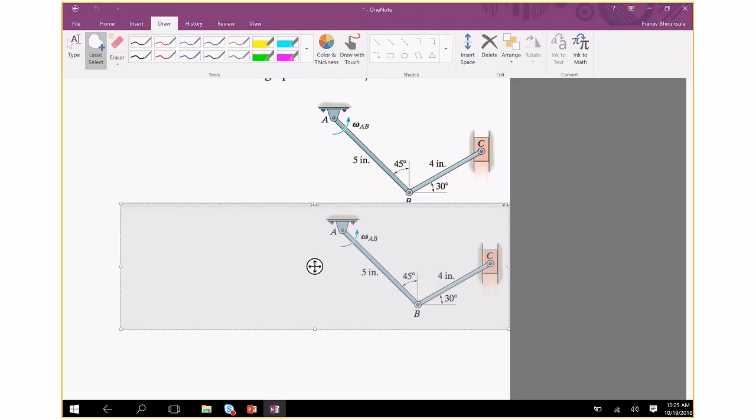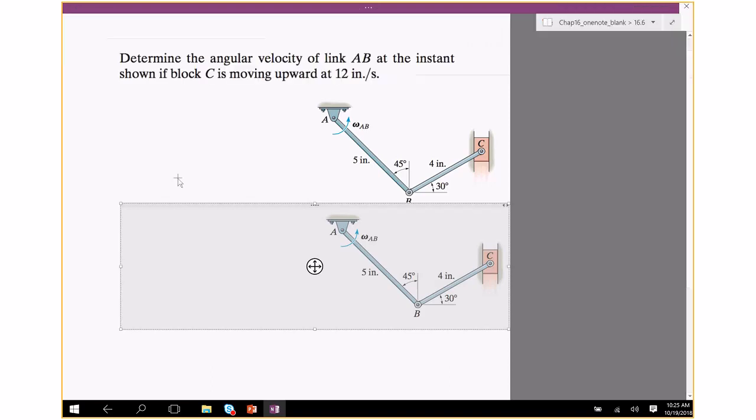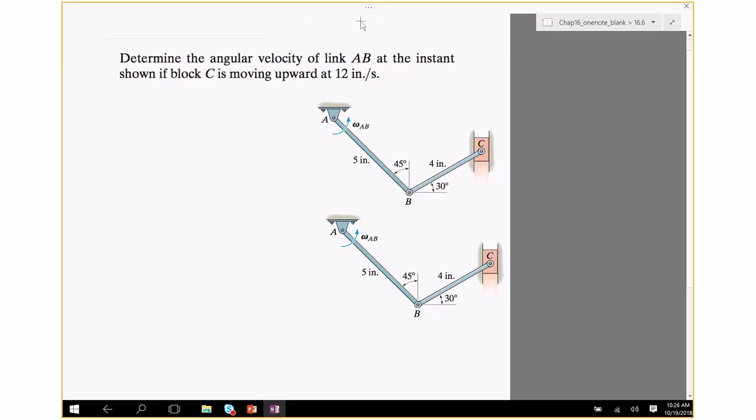Yeah, okay, it's just one figure. I drew that figure again just so that I won't clutter the first figure. Okay, determine the angular velocity of link AB. So we need to find this. At the instance shown, if block C is moving upwards at 12 inch per second. Okay, so there's only one figure, as I said. The second figure is only so that I can draw on that figure and not clutter the original figure.